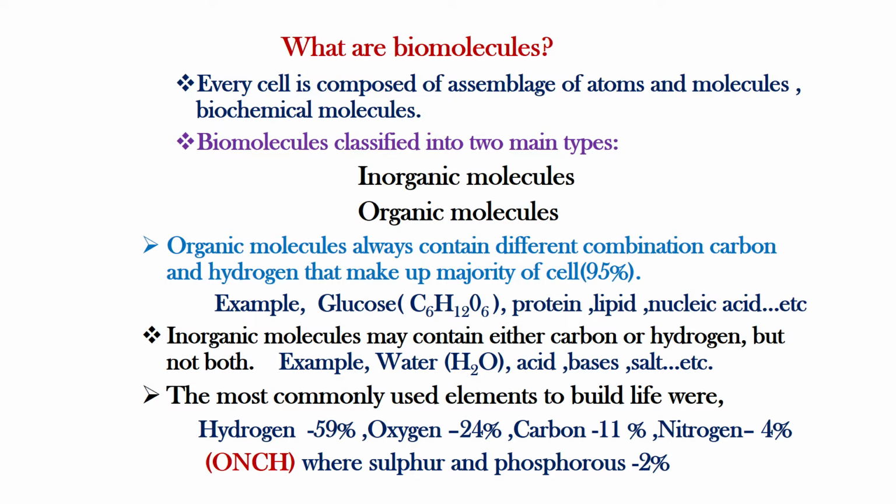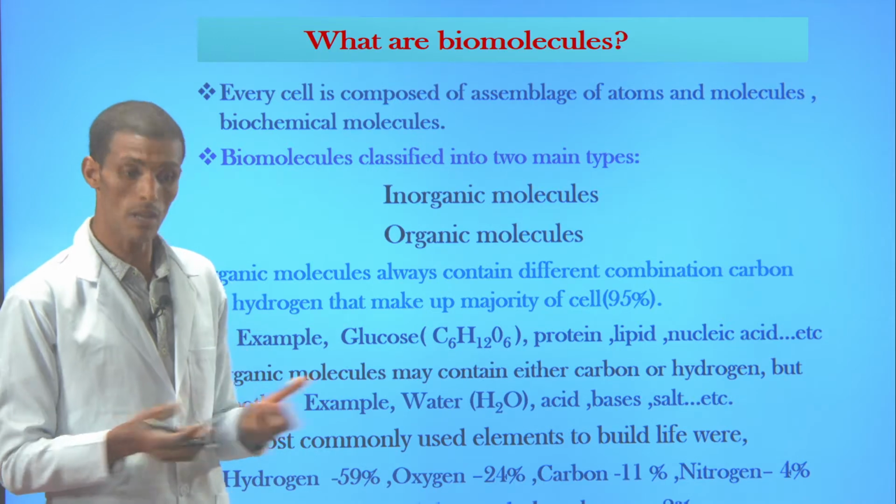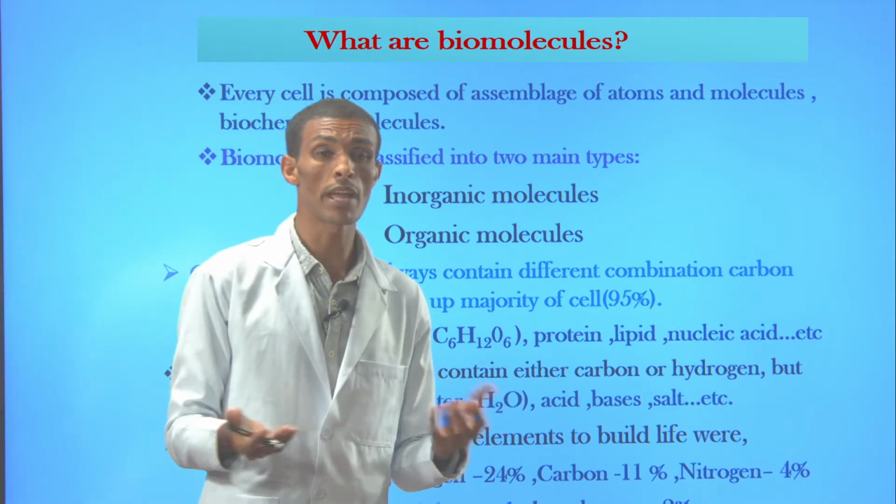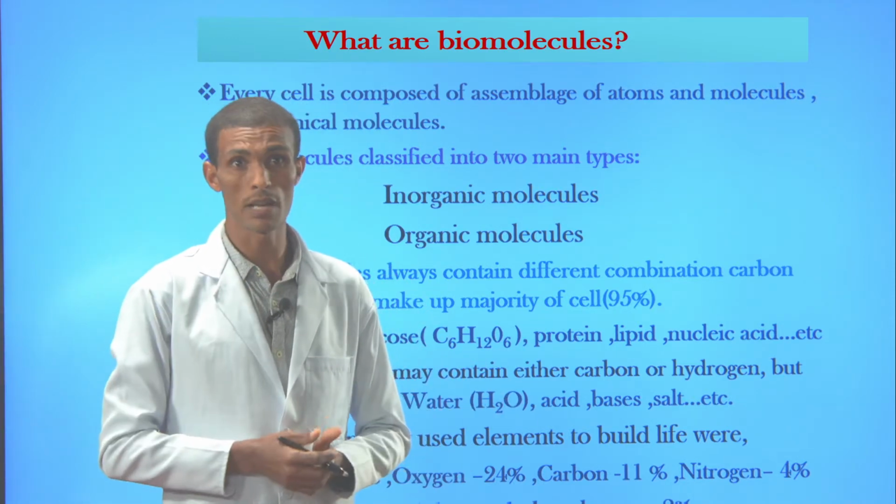Whereas organic molecules are the most complex and make up a large part of the cell, containing both carbon and hydrogen, just like carbohydrates, lipids, proteins, and nucleic acids, which are some examples of organic molecules. So, life is made from a combination of organic and inorganic molecules.